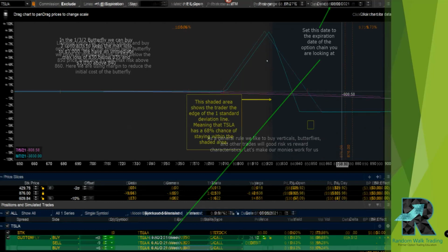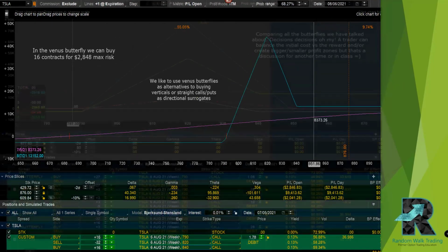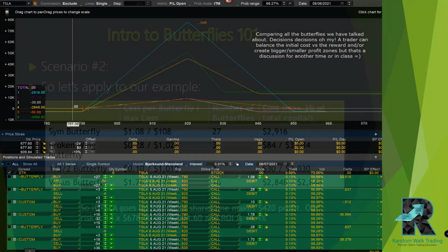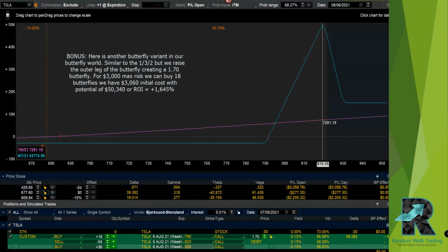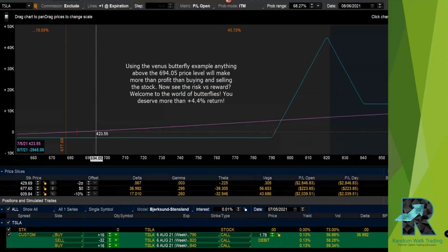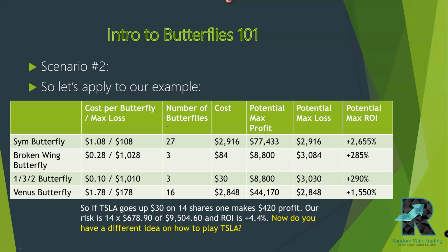Let's go back here. Good question. All right, so we got that. There's the Bionics. Did that one. So here, again, just illustrating, if it goes up $30 on Tesla, you make $420. And now you can see a different way that we can play Tesla versus just buying stock outright.